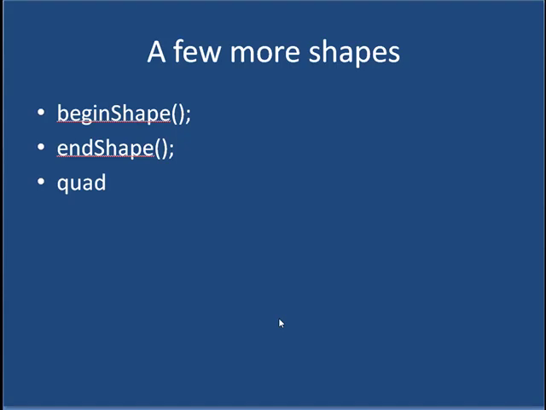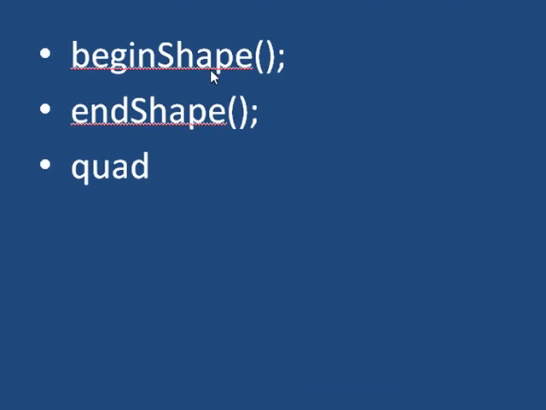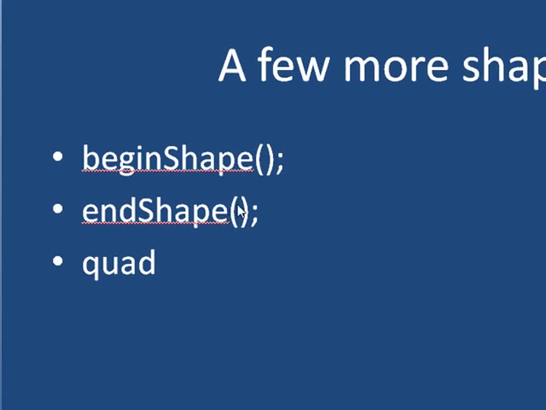A few more shapes, and these shapes are really useful, especially for your Kandinsky project, and require that you use one of them. I would recommend using both. So the begin shape, end shape, that's actually one shape. That is a custom shape that lets you just map out the vertex and make whatever shape you want. And then there's a quad.